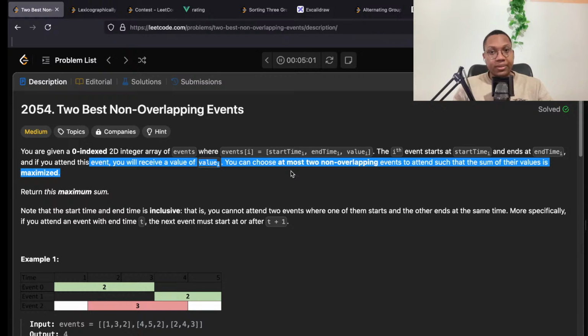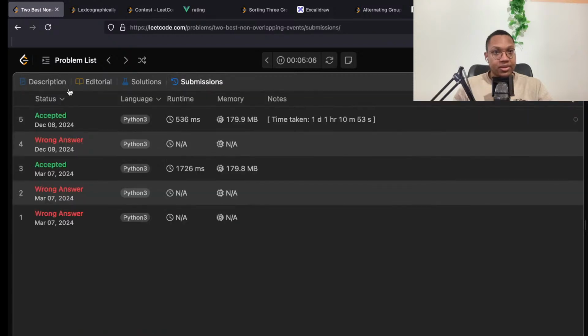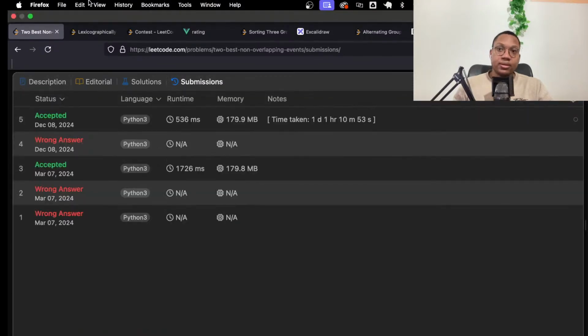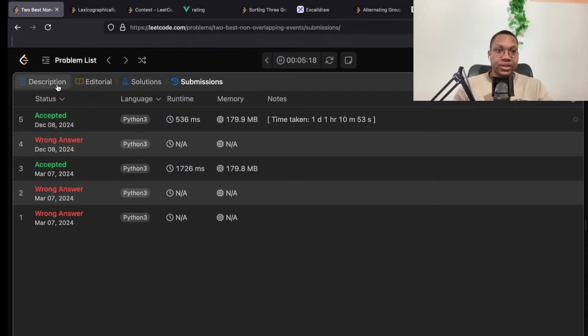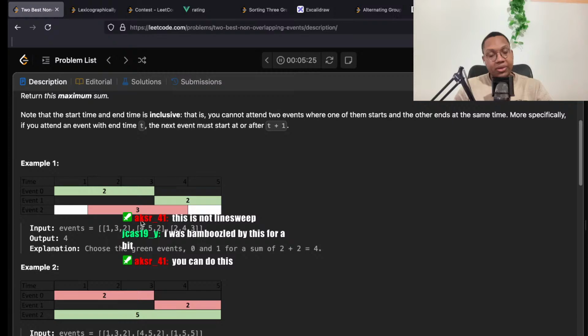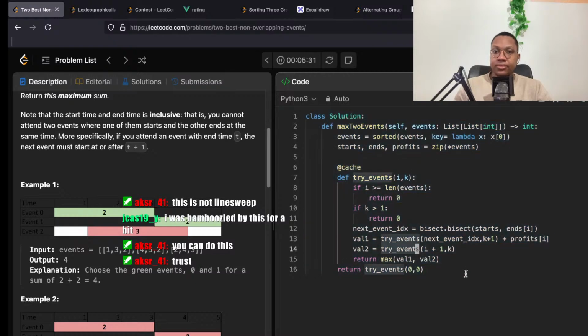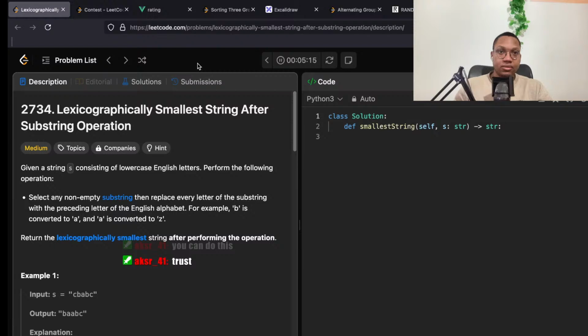You choose the most two overlapping events such that the sum of their values is maximized. I don't remember doing this problem. I did it a week ago. There's no way I actually did this a week ago. Probably I just submitted it, and last time was probably in March. But I think you probably do line sweep for this maybe, or DP, DFS. It's probably been a while since I did that.